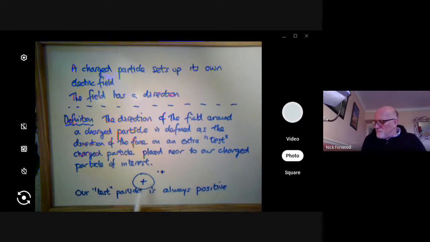Now this particle of interest could become a negative particle that's got a negative charge, or it could be a neutral particle. But the test particle, for seeing where the field is and for working out the direction of the field, is always a tiny, tiny positive particle. So I'm going to now draw some diagrams.